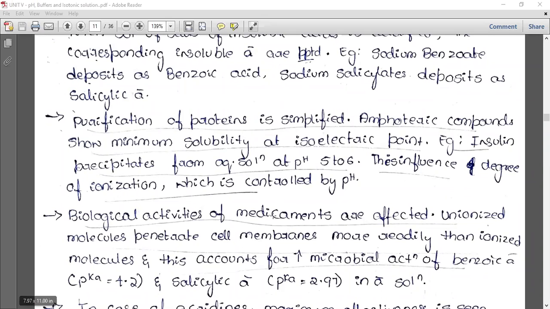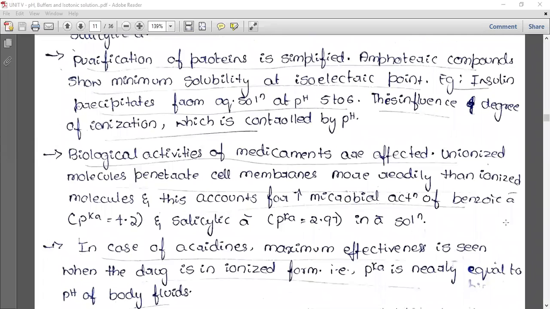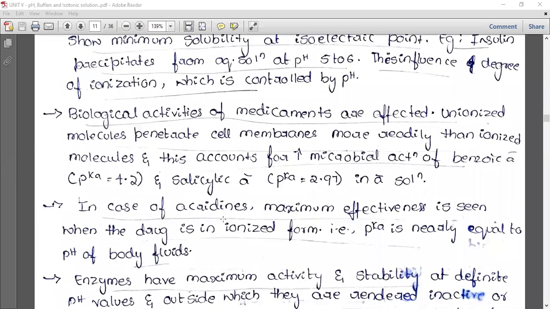For the medicament to show the biological activities, they have to be in unionized form, because as they enter the cell membrane, if unionized forms are there, that means there is no charge, so there will be no repulsion. But if they ionize, repulsion takes place and the activity will vary or decrease. Okay, because ionized forms will not show any action, so you'll not get any activity. So in case of acridines, maximum effectiveness is seen when the drug is in ionized form. Okay, that is when pKa is equal to the pH of the body fluids.